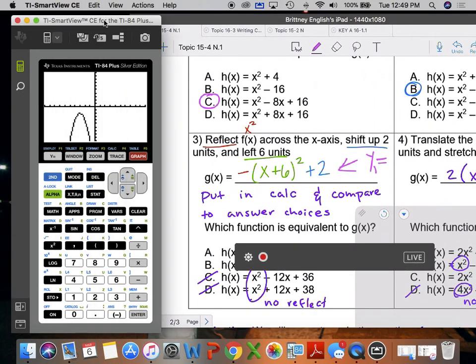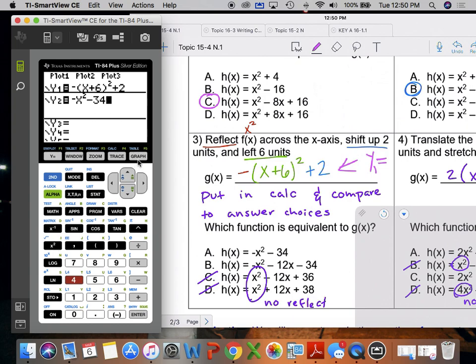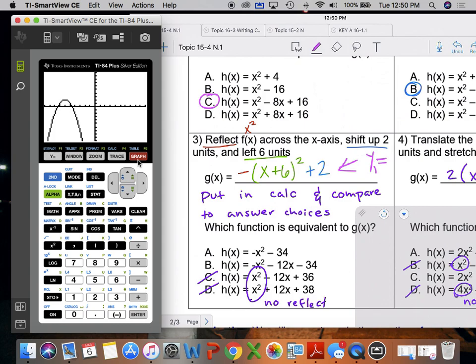So what I'm going to do in y equals is plug in my vertex form. So negative parentheses x plus 6 squared plus 2. Now my two answer choices are A and B, so I'm going to plug in A first. Negative x squared minus 34. When I click graph, if they are equivalent, equivalent means equal. If they are equal, it means my graph should end up one on top of the other.